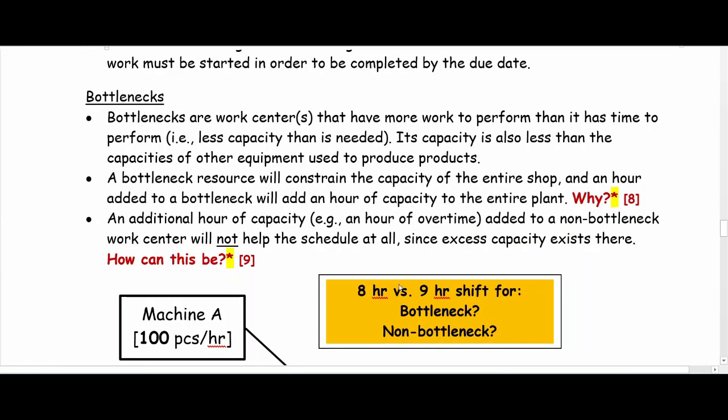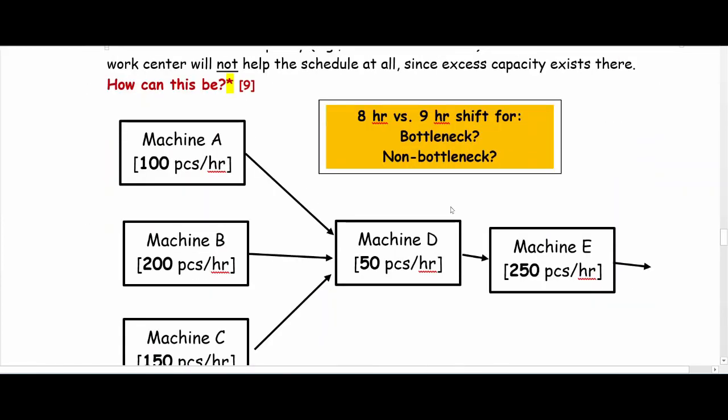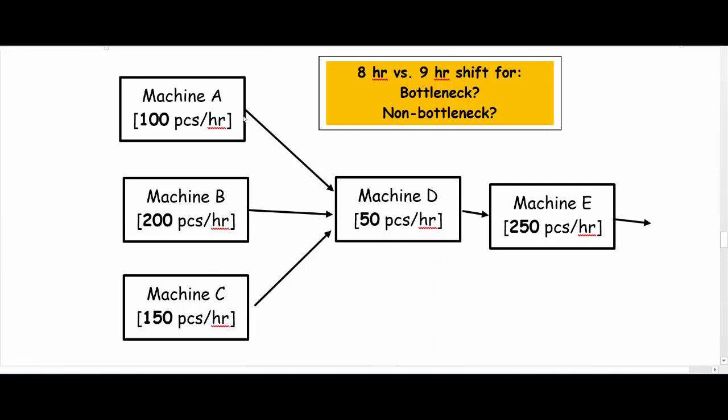Bottlenecks. A bottleneck resource will constrain the capacity of the entire shop, and an hour added to a bottleneck will add an hour of capacity to the entire plant. Okay, so here's a couple of whys here. Let's say you have this picture here. You have machine A, which produces 100 pieces per hour, machine B 200 pieces an hour, machine C 150 pieces an hour. And all three of these products go to machine D, which produces 50 pieces an hour.